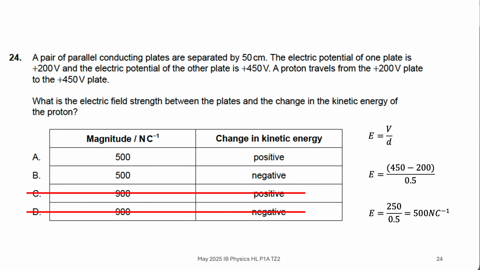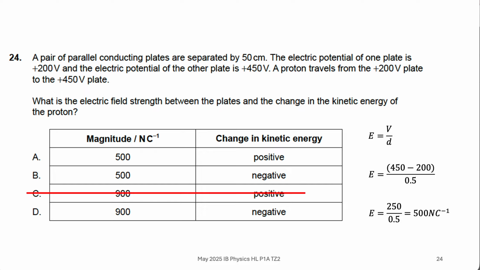And the question here is, are we gaining or losing kinetic energy? And I quite like this one. Notice here we have a proton, and it's traveling from a positive plate to an even more positive plate. Now, remember, positive things repel each other, okay? And so therefore, we're going to have our proton slowing down.